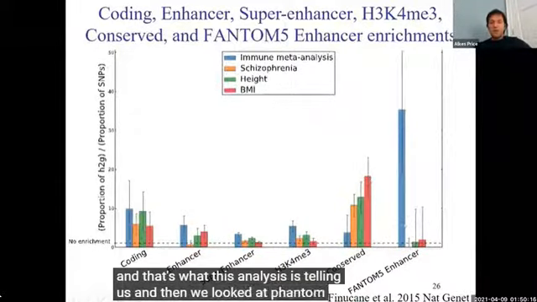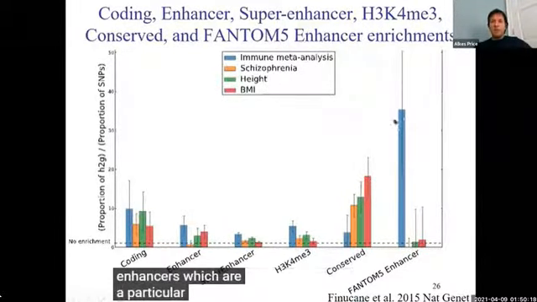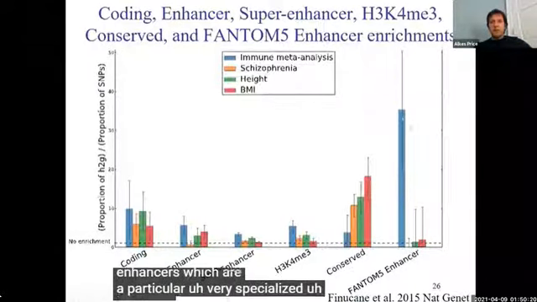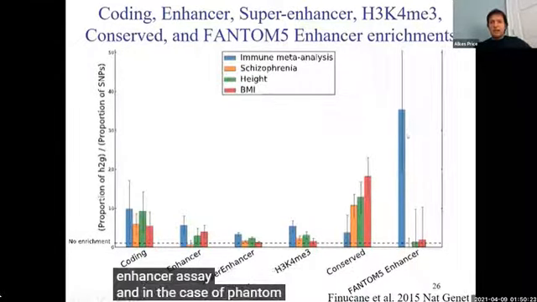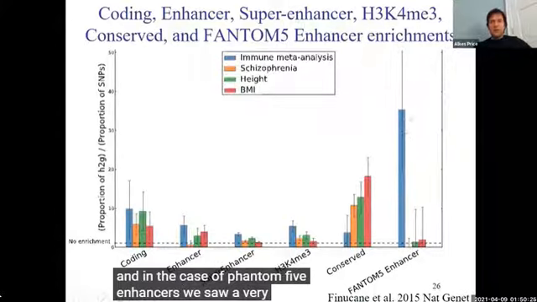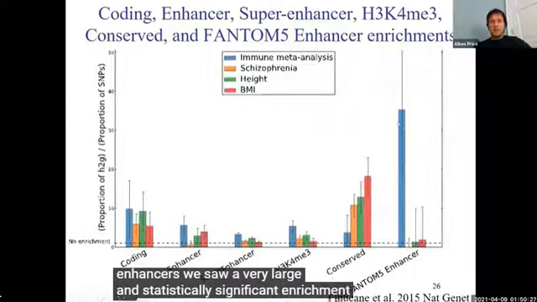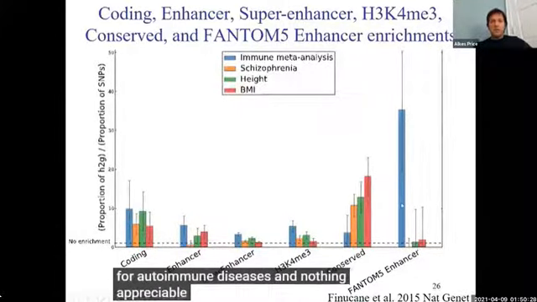And then we looked at Phantom 5 enhancers, which are a particular very specialized enhancer assay. In the case of Phantom 5 enhancers, we saw a very large and statistically significant enrichment for autoimmune diseases and nothing appreciable for the other traits.